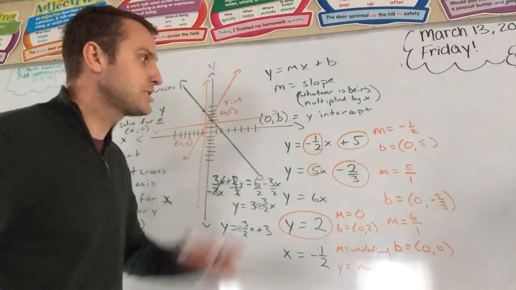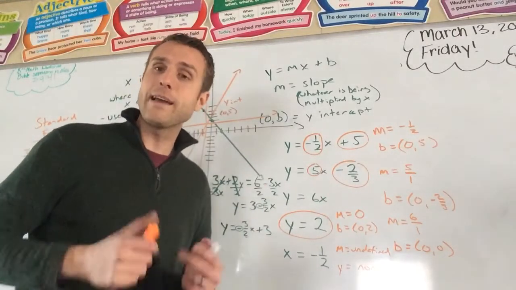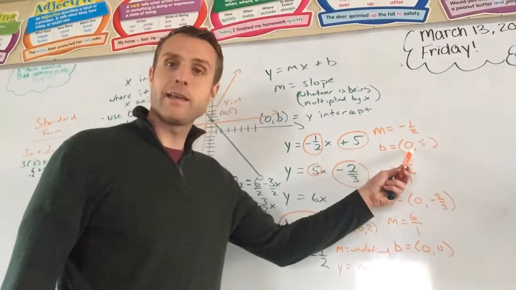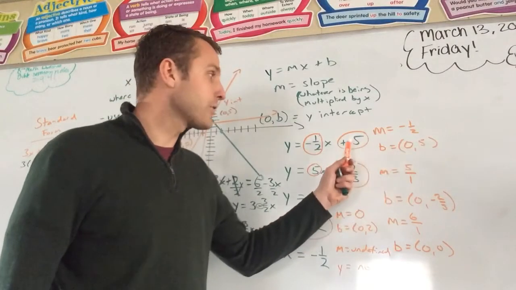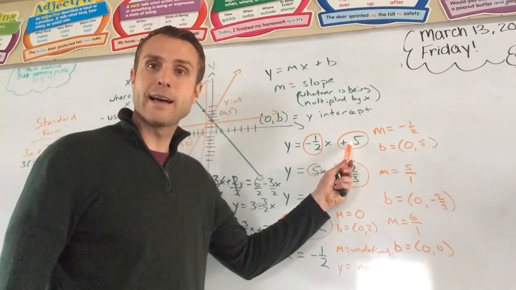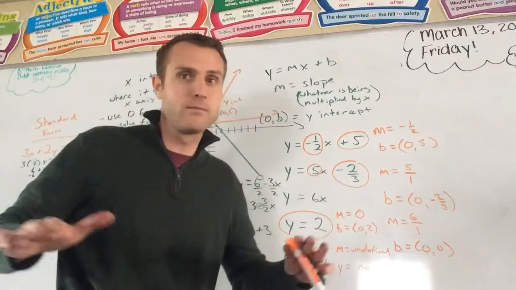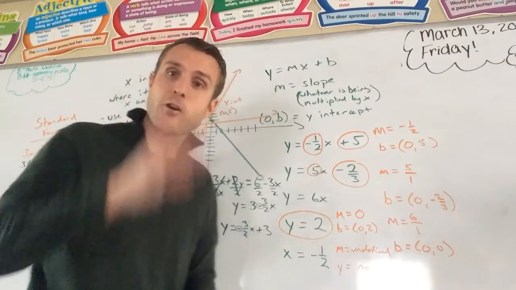Now, how do I use this to graph? Well, when I graph using slope-intercept form, I start with my y-intercept. So whatever the number is that's not being multiplied by x, remember that's always going to be on the vertical line. That's not on the horizontal line. That's wrong. It's going to be on the vertical line.